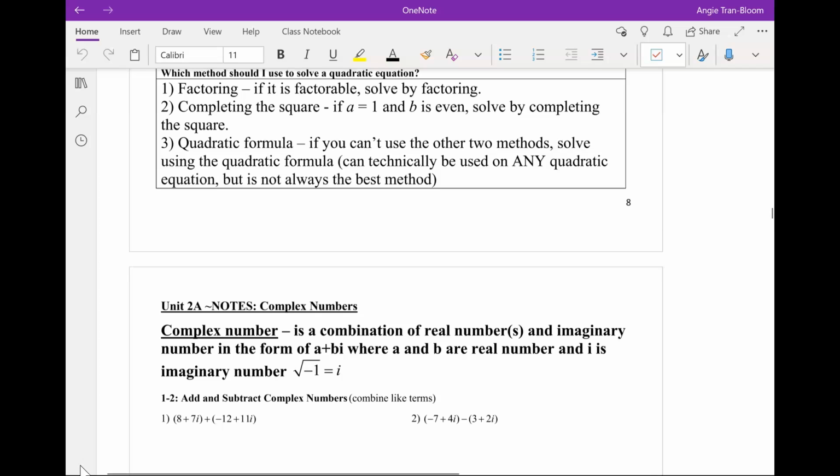Can you please help me read as you guys are copying this down? Shh. I'd like for you to quietly.